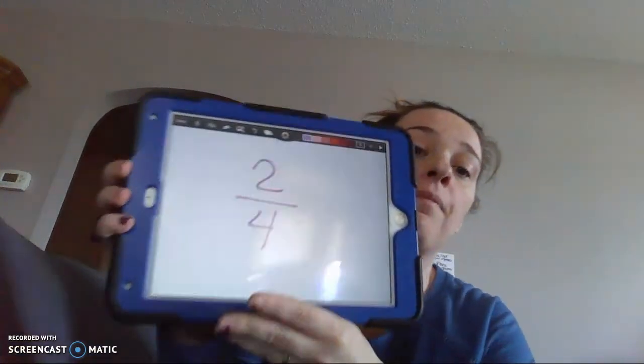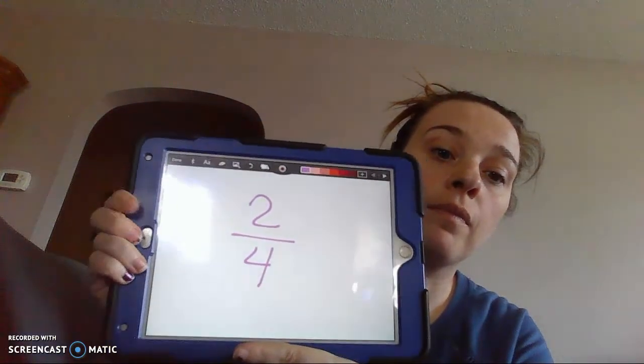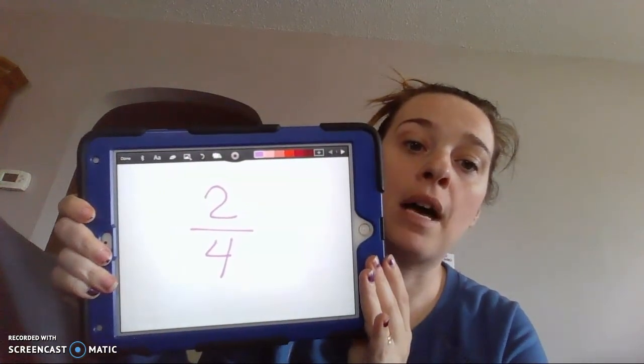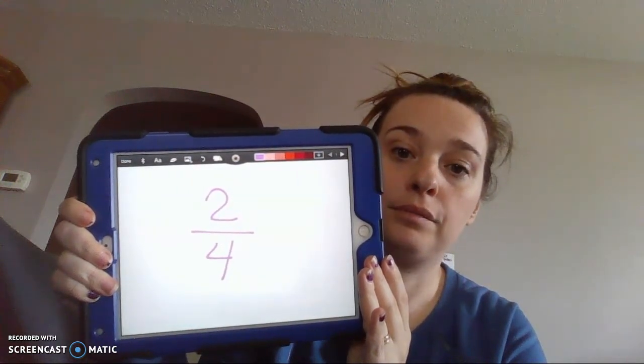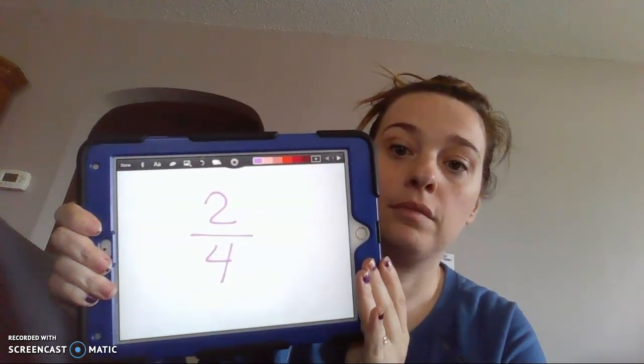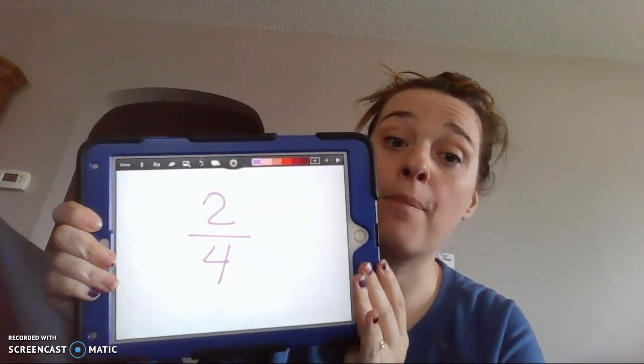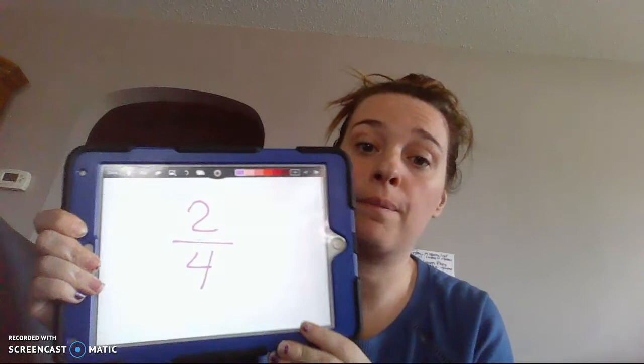I changed my screen. Okay, so we're going to talk about the numerator and the denominator. You have to remember those vocabulary words. Numerator and denominator. Denominator goes down on the bottom. Numerator goes on the top. Okay, so look at this fraction. Which number is my numerator? The number on the top. Right, 2. 2 is my numerator.